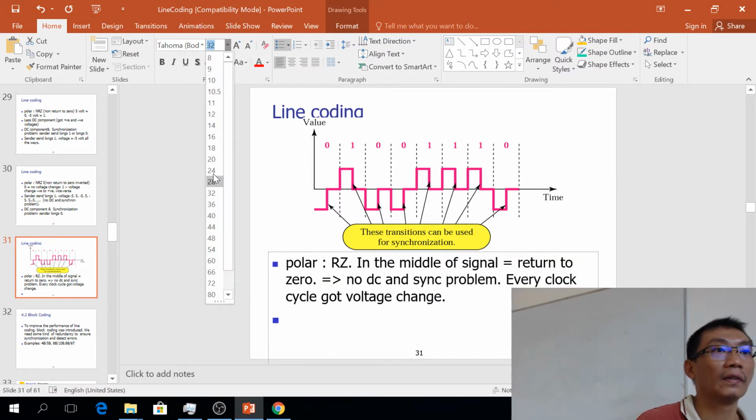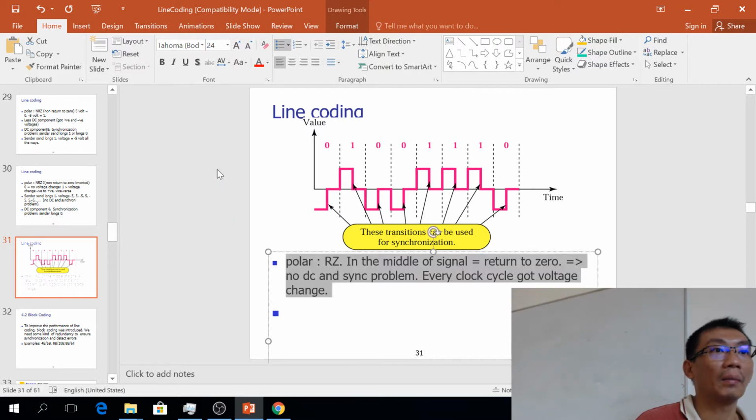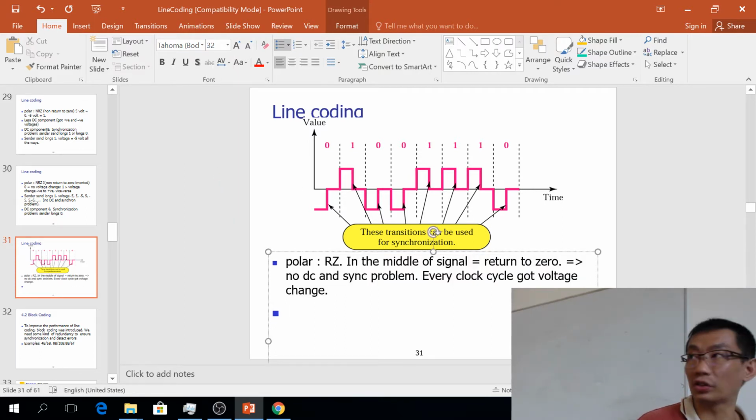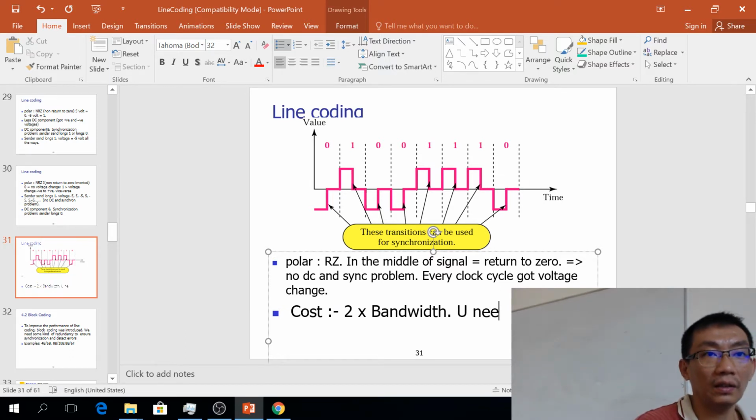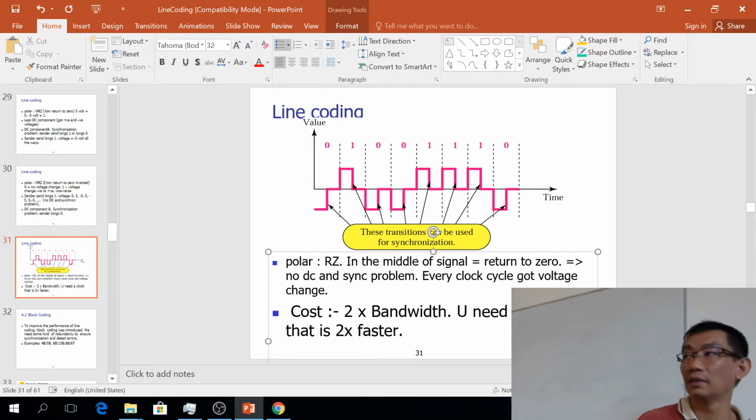Okay. But what will be the cost? You need 2 times the bandwidth. You need a clock that is 2 times faster. Okay. That is RZ.